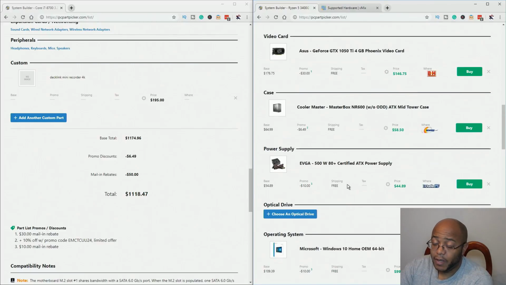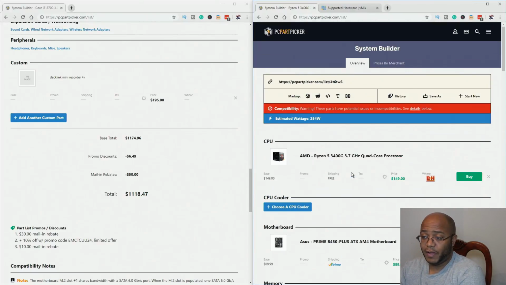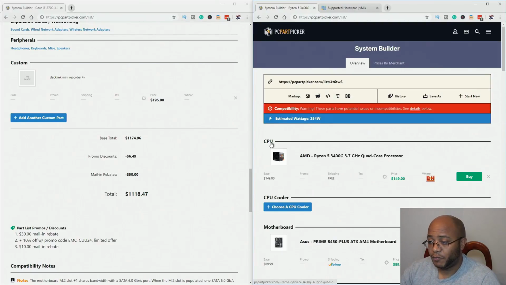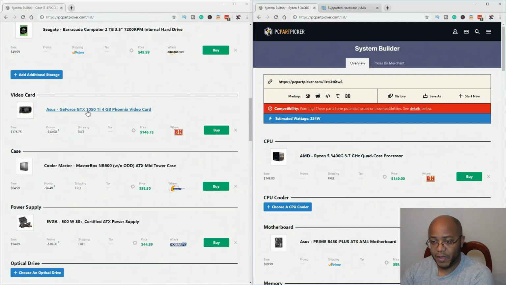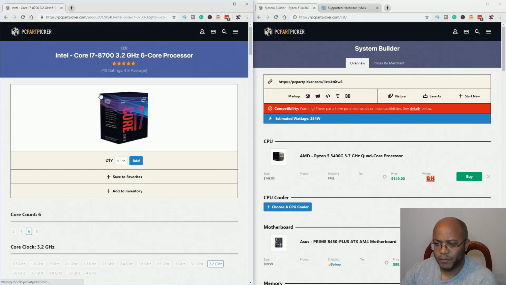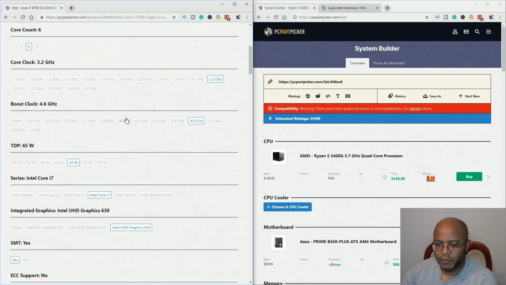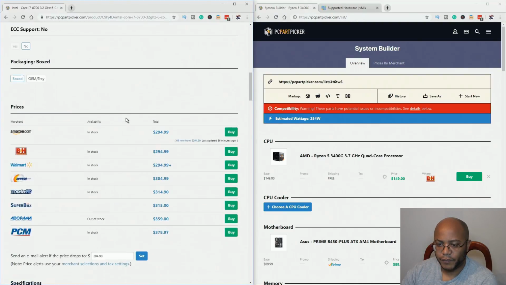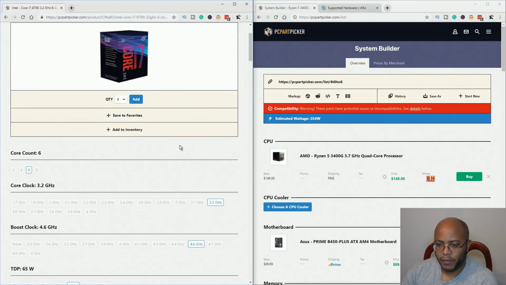Now technically it follows everything outside of the processor, but this processor is in the same speed, if not faster, than this from a performance standpoint. This is a quad core with 8 threads. I think this is just a 6 core with no threads. I could be mistaken. I think so.